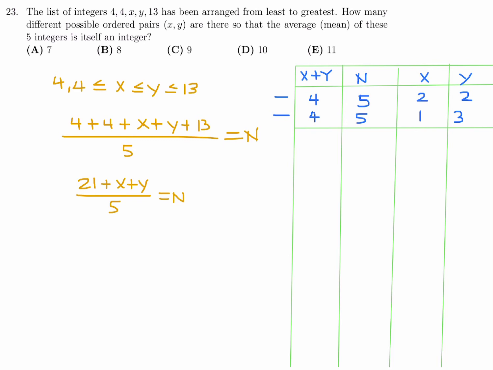x plus y, the next one, 9. That way n will be 6. And now I'm going to choose x and y, so perhaps 4 and 5. And that's the only one. So I'll put a little check mark beside that one.